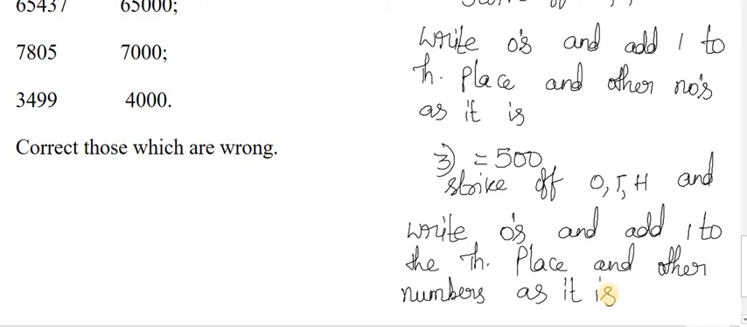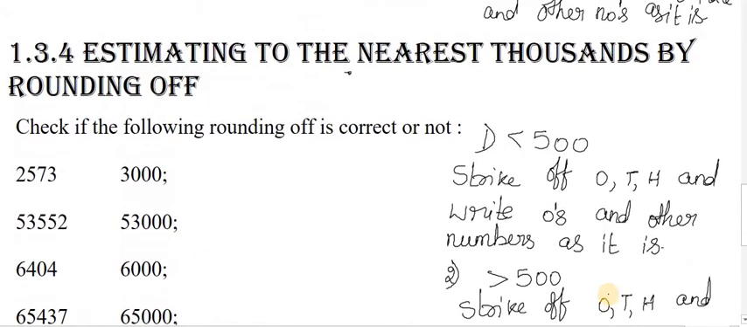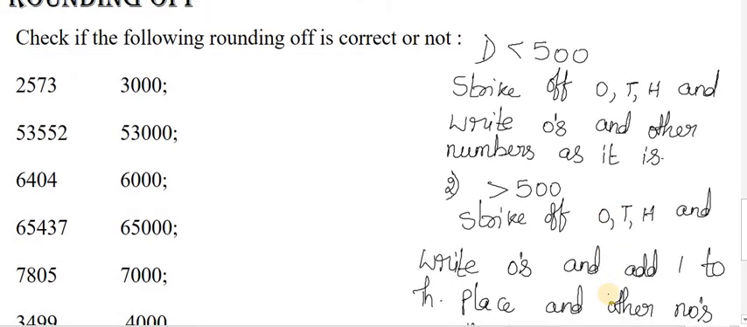Now we have to check whether the following round offs are correct or not, and if anything is wrong, you should do the correction. So, coming to the first question, it is greater than 500, which means the second case. So we will strike off, write zeros and add 1 to the thousands place. So the answer is 3000.